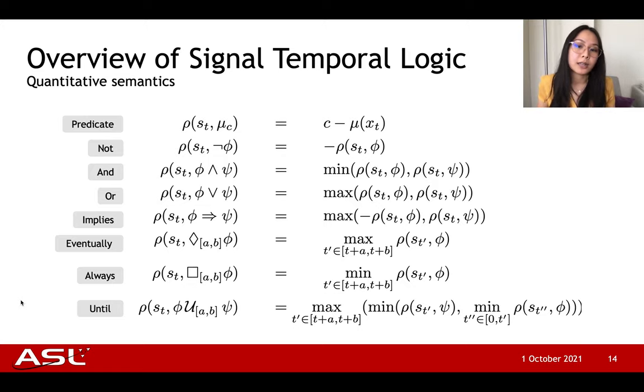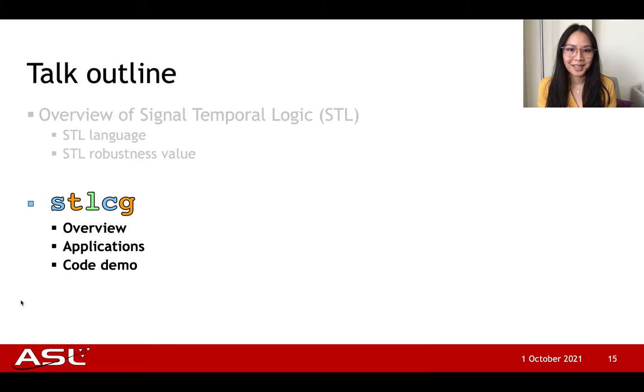And so this leads to the next part of the talk. STLCG is a toolbox that does precisely that. It is an efficient way to compute STL robustness values and their gradients. And in this last part of the talk, I will give an overview of the technique behind STLCG. I will provide some examples on how to use STLCG and some code demos showing the finer details of the toolbox.